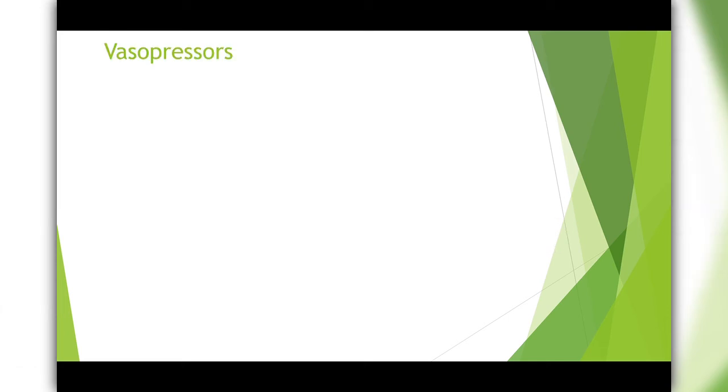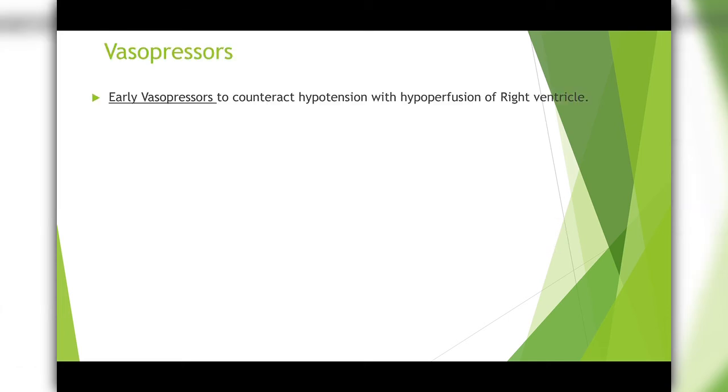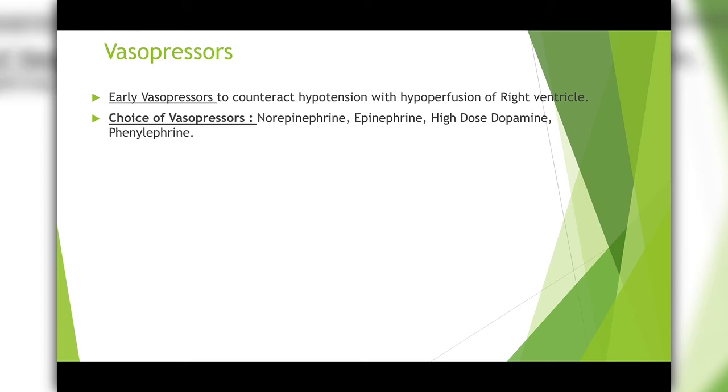Vasopressors. Early vasopressors to counteract hypotension and hypoperfusion of the right ventricle. Remember, time is muscle. Options include noradrenaline, high-dose dopamine, phenylephrine.